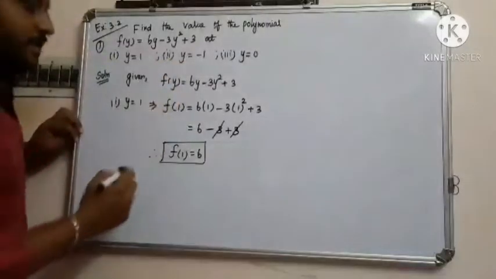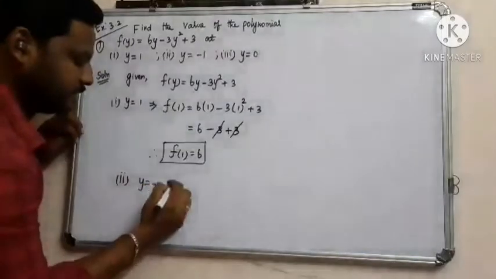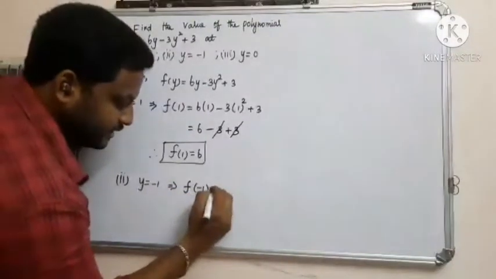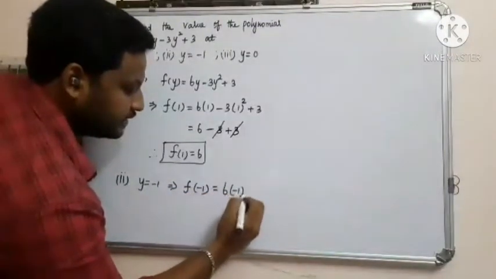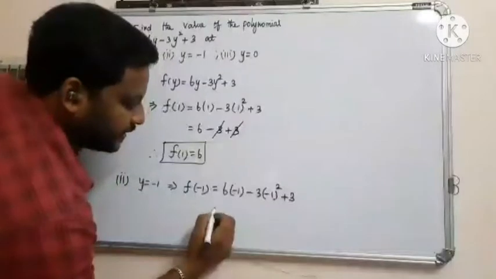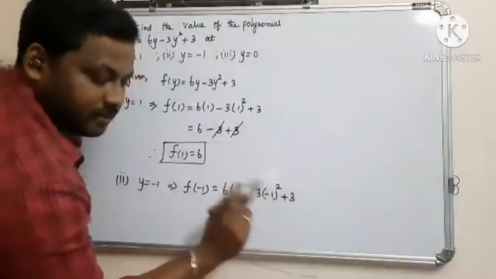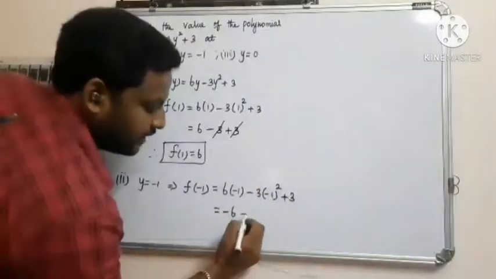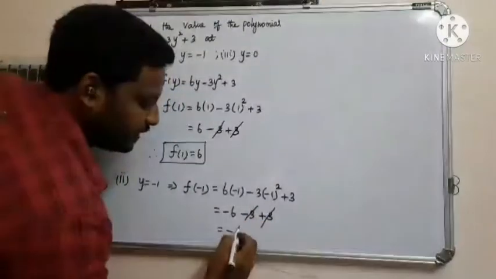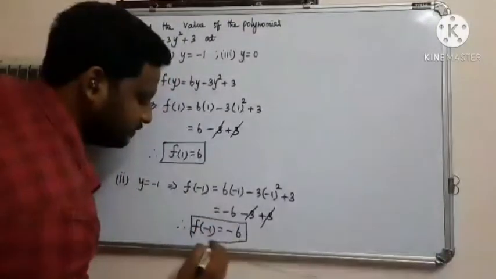And then what is the second one? y is equal to minus 1. So instead of y, you have to substitute minus 1. So f of minus 1 is equal to 6 into minus 1 minus 3 into minus 1 square plus 3. So 6 into minus 1 is minus 6, minus 1 square is equal to plus 1. So minus 3 into 1, minus 3, plus 3. So plus 3 minus 3 will be cancelled, which is equal to minus 6. So f of minus 1 value is minus 6.